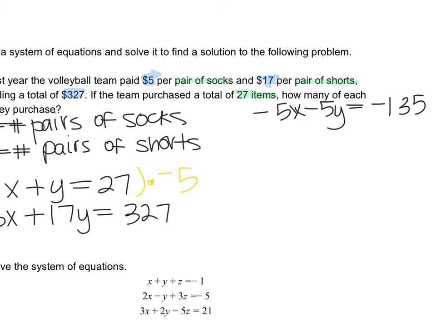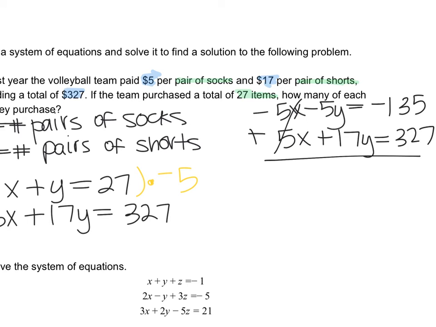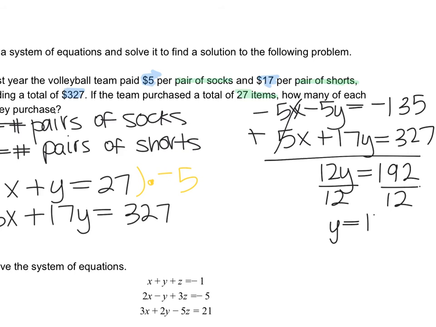It's still 5x plus 17y equals 327. I'm going to add my two equations together. The x's are going to cancel. -5y plus 17y is going to give us 12y. -135 plus 327 is going to give us 192. We're going to divide both sides by 12, and we're going to get that y equals 16.